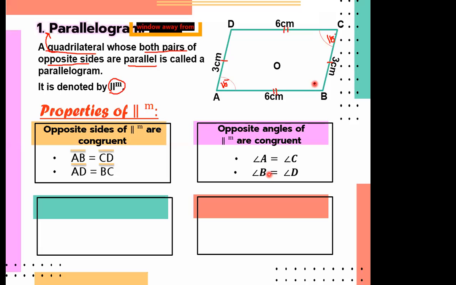Similarly, this is angle B, and it will be equal to angle D. Just suppose it is equal to 110 degrees, so angle D will also be equal to 110 degrees. Understand? Clear?